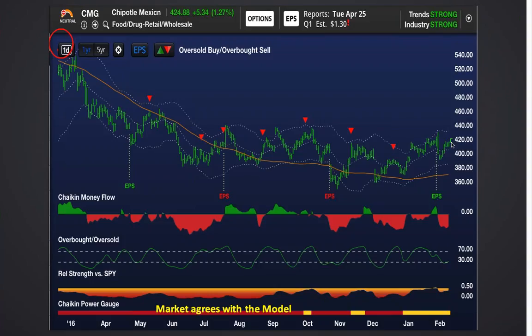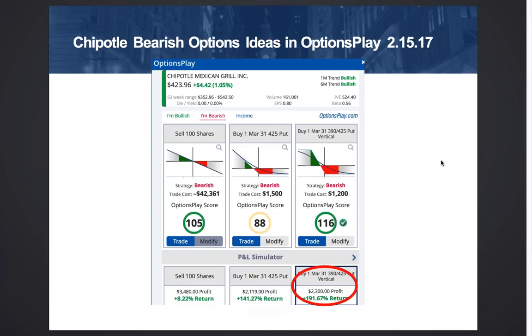And now we're heading up to another sort of rally peak, and money flow is negative. So you may want to still think about buying a put option. Now, Chipotle was trading at 390 as recently as 7 days ago, and it's rallied up to 424 today. So I went into options play to see if there was a highly rated put strategy. And sure enough, that vertical put spread, buying the 425, selling the 390 with a March 31st expiration, gets a 116 ranking with a check.